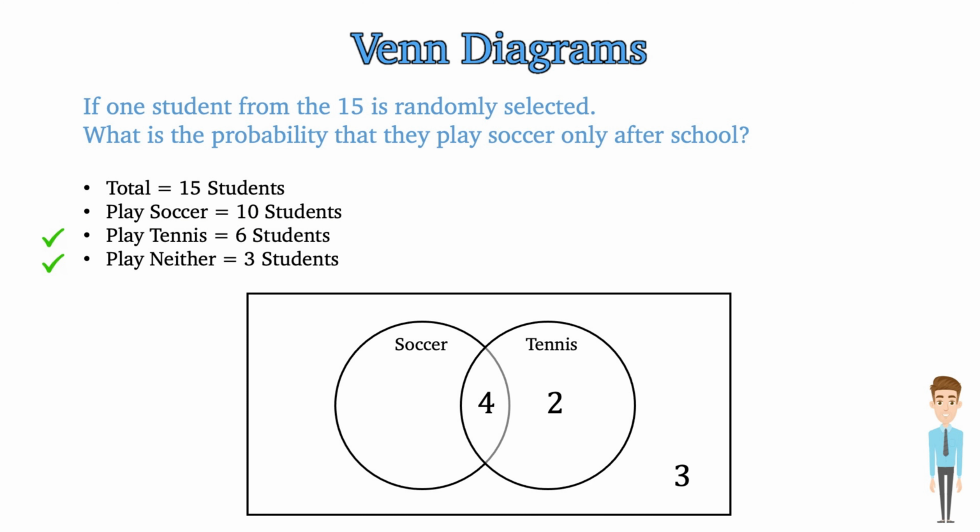Now our final piece. If we know 4 students play both, then the remaining is 6 students play soccer only, which agrees with the 10 students who play soccer in total. Finally, quickly checking that all numbers in the universal set add up to the total people surveyed, which it does, equal 15. Awesome. All pieces of information are satisfied, therefore we have correctly created a Venn diagram from information.